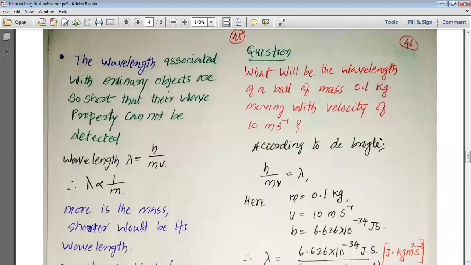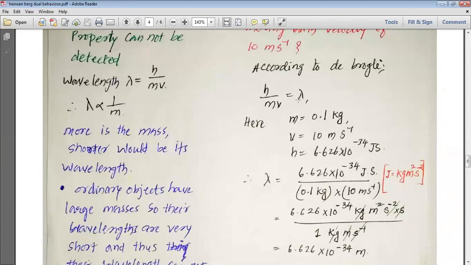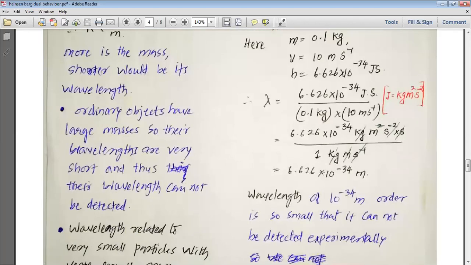Now let us understand why the wavelength of a body with large mass is not of any significance. What will be the wavelength of a ball of mass 0.1 kg moving with a velocity of 10 meter per second? According to de Broglie, h upon mv is equal to lambda. Here m is 0.1 kg, velocity is 10 meter per second, and Planck's constant is given. By putting the values of h, m and v, we can easily find that lambda is equal to 6.626 into 10 to the power minus 34 meter.